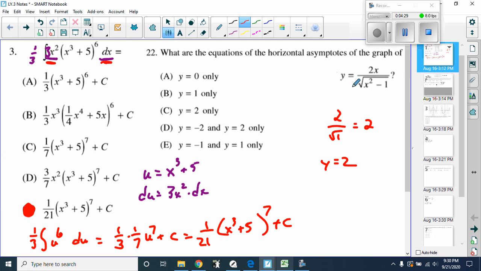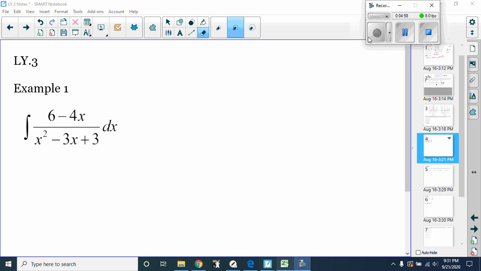The tricky thing is when you have this square root here, it will always result in a plus or minus because this is the one time when you approach negative infinity that it turns out different. So the answer is going to be D. Y equals 2 and y equals -2. Basically, as we approach positive infinity, it's going to 2. And as we approach negative infinity, it's going to -2. So you can have two different horizontal asymptotes.